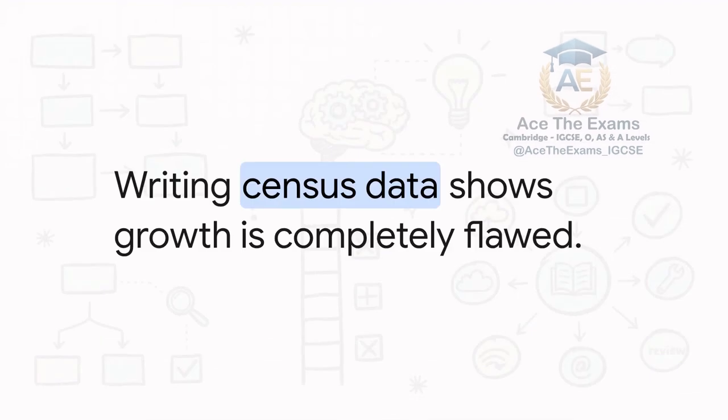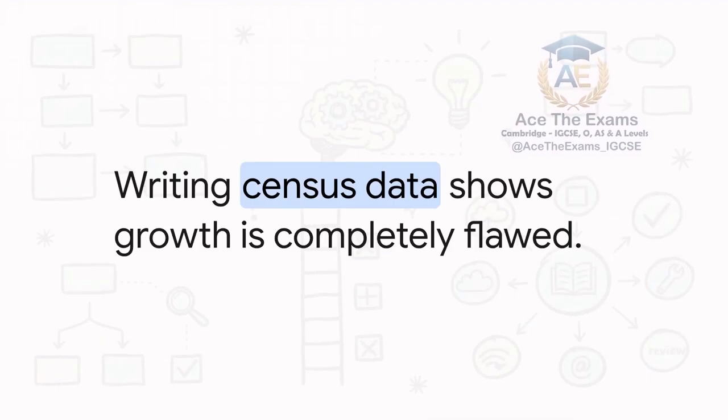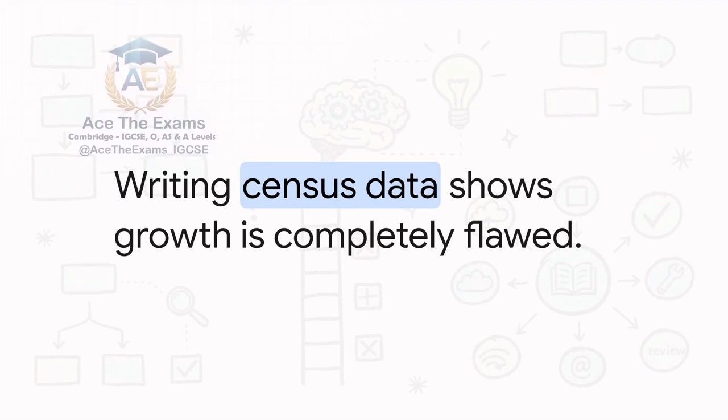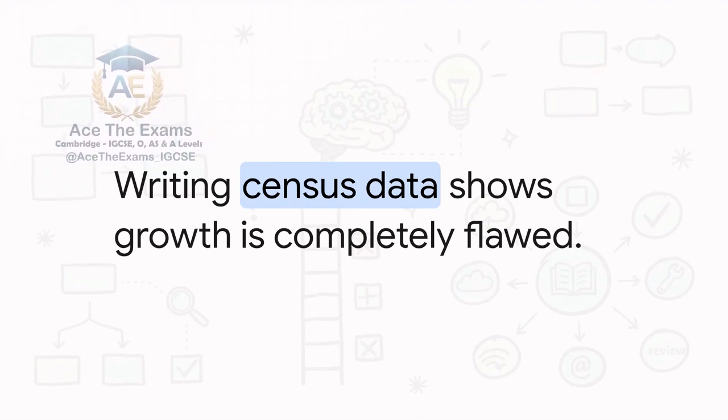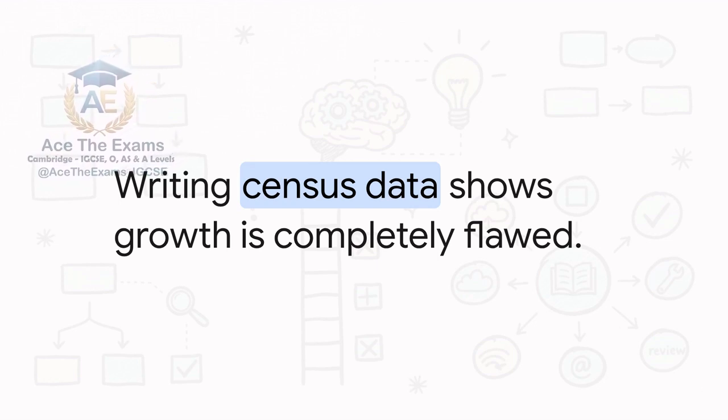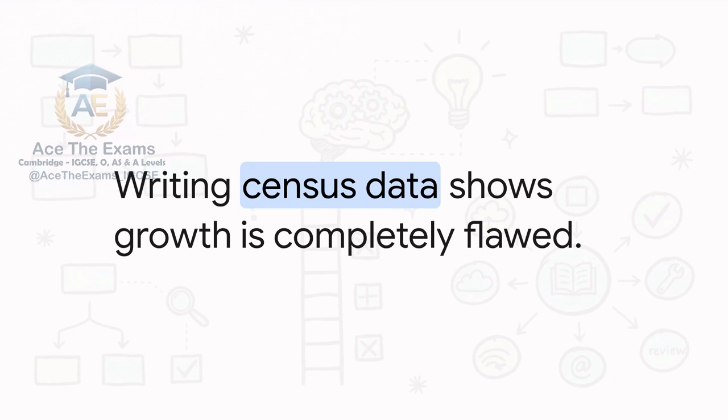Look at this sentence right here. The census data shows population growth. Now, if you're sitting in that exam hall sweating against the clock, you might write this down and actually feel pretty good about yourself. I mean, it seems factually correct, right? It's a standard, completely logical statement about indirect data.